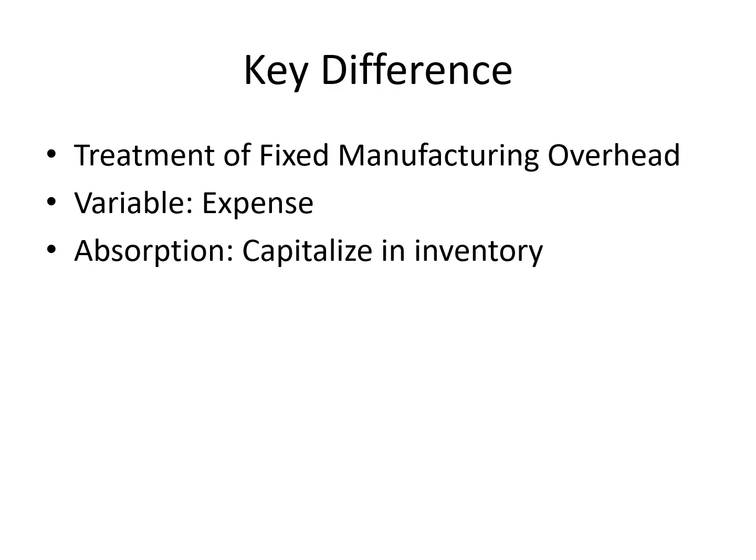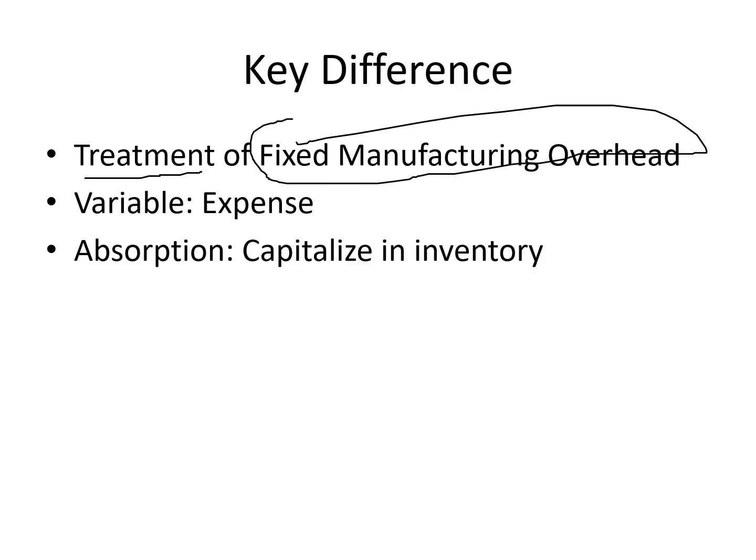Again, the key difference before we dive into the example is what? Inventory. Which inventory are we specifically talking about? The treatment of fixed manufacturing overhead. In variable costing, we expense fixed manufacturing overhead. And in absorption costing, we capitalize it in the inventory. So the key to remember: in variable costing, we expense it as a period cost. And in absorption costing, we capitalize it as a product cost in inventory.